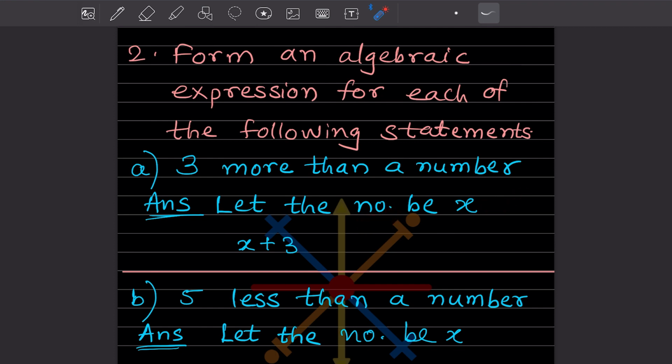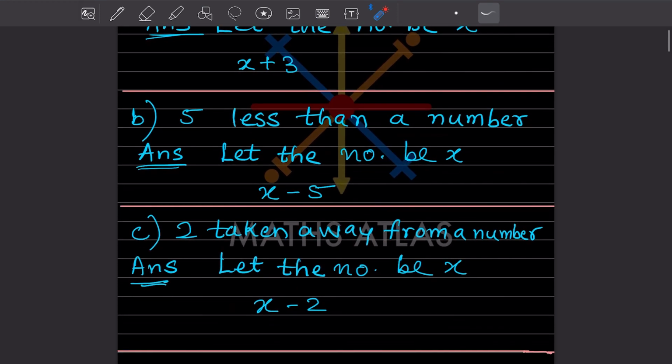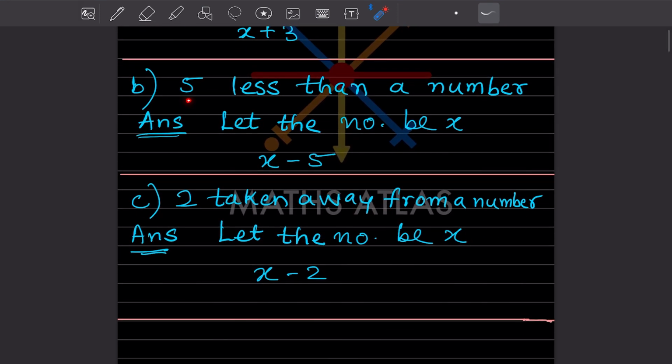And then what did they say? 3 more than a number. So when they say 3 more than a number, we have considered this as x. So what are we going to write? x plus 3. Is that clear? They just said to write the expression and not solve further. Okay, hope that is clear. So now the next one, what does this say? 5 less than a number. So again here we can write, let the number be x. Okay, and 5 less means you have to subtract 5 from x.